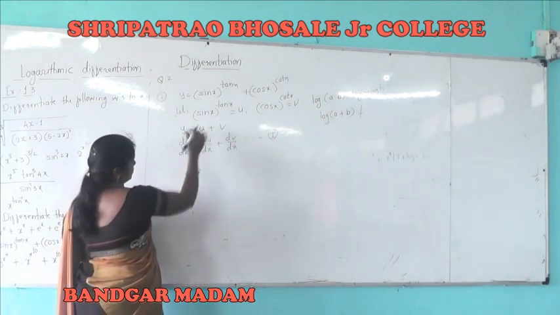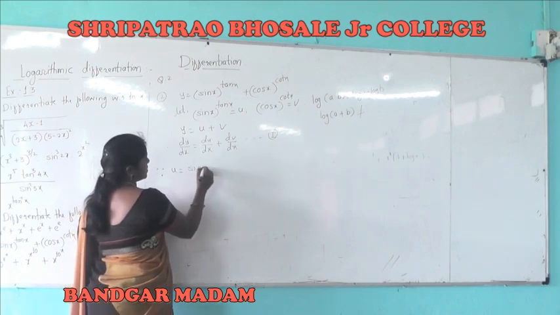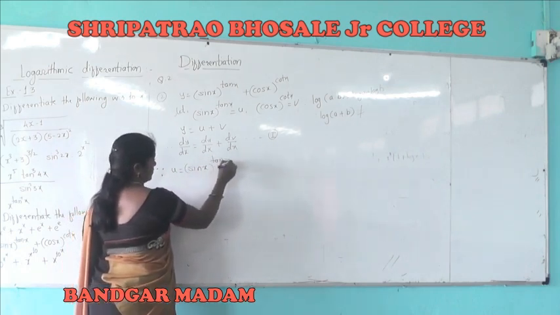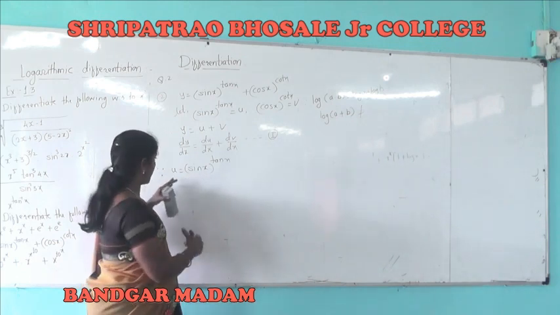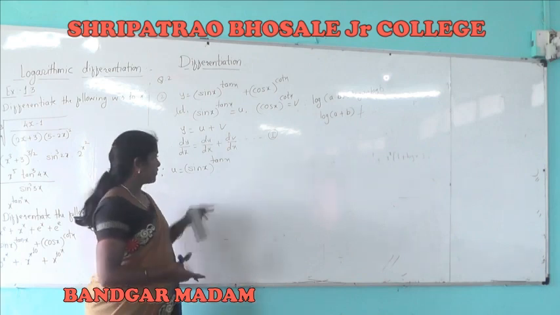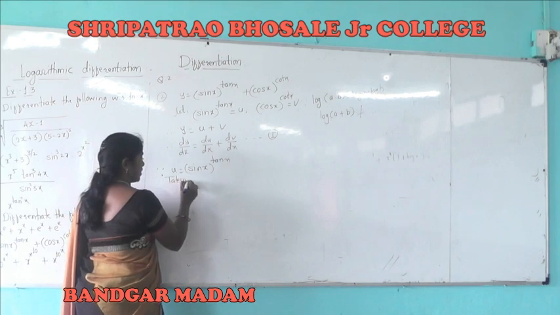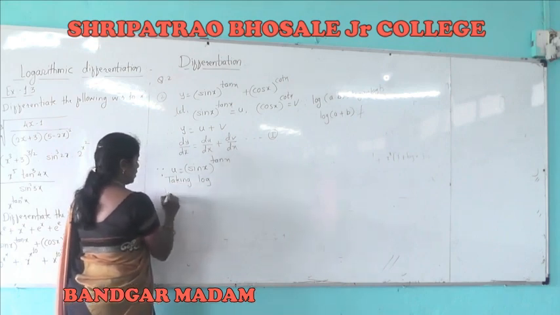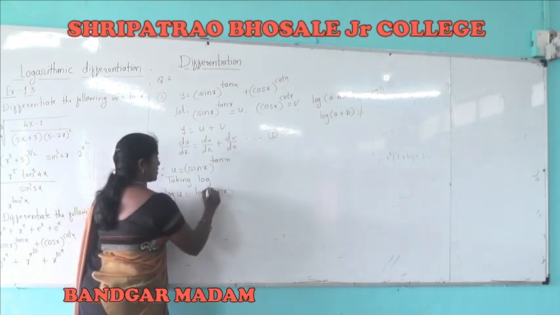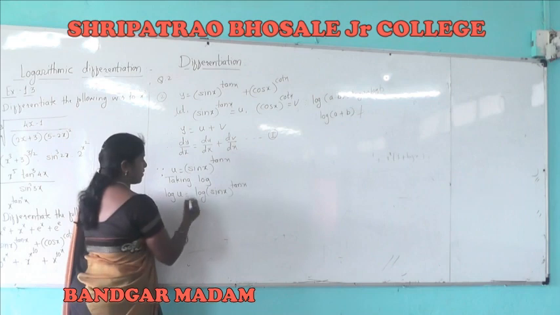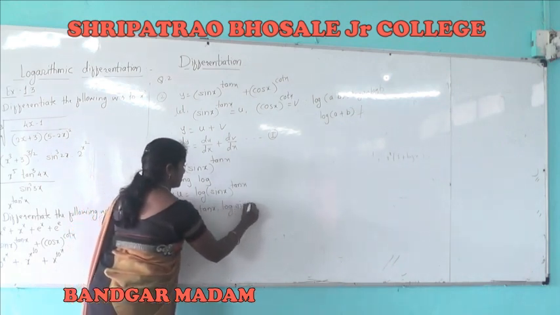So u is equal to sin x raised to tan x. Now this is function raised to function form. We have to take log on both sides instead of differentiating directly. So taking log on both sides, we get log u is equal to log of sin x raised to tan x. This power will be the coefficient: tan x log sin x.